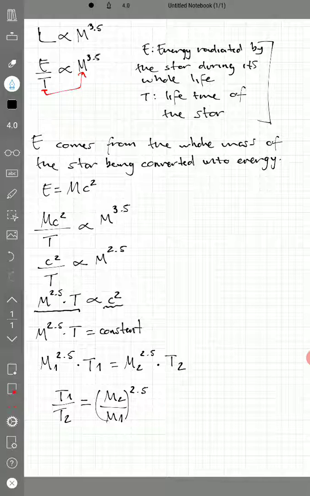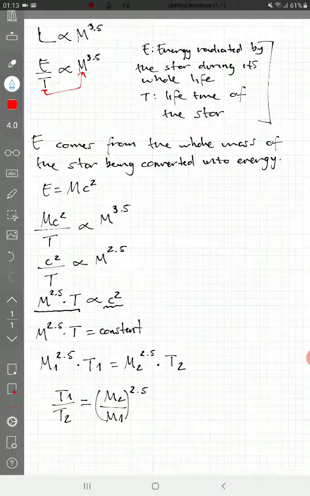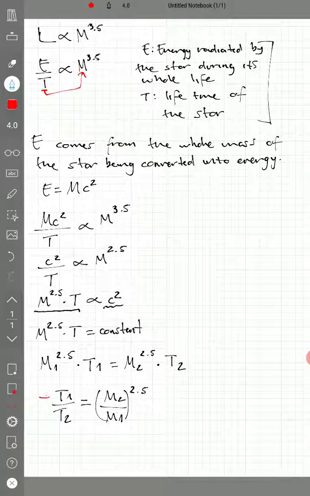which is basically telling you that the ratio of the lifetimes of the stars is actually inverse to the ratio of the masses of stars, because if you see on the left side we have T1 up, but in the right side we have M1 down. That means that if T1 over T2 increases, then M1 over M2 increases too.